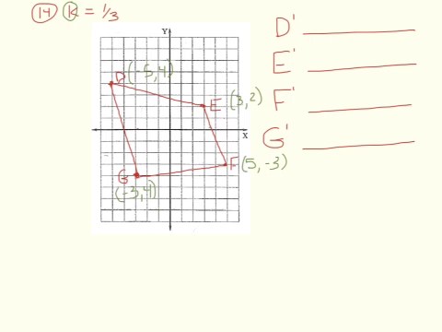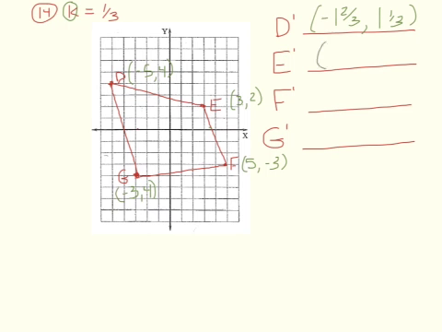So all I'm going to do is multiply each one of those by the scale factor 1/3. So I know this is going to be a reduction. So negative 5 times a third is negative 1 2/3, and 4 times 1/3 is 1 1/3. So the new D prime point is negative 1 2/3, 1 1/3.